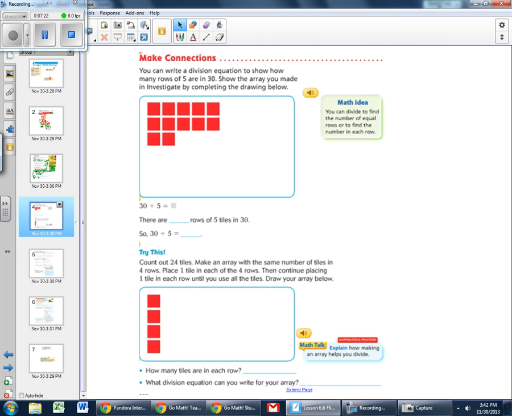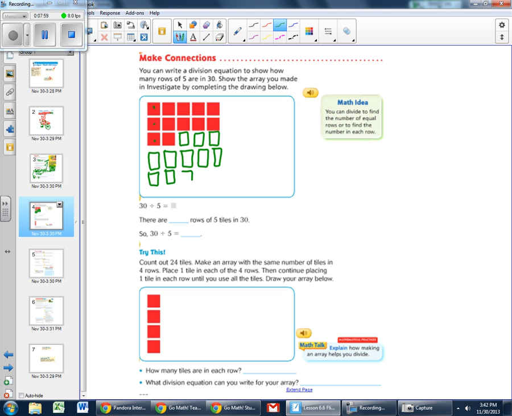Okay, looking at page 232, we're going to continue to make connections between multiplication and division. You can write a division equation to show how many rows of 5 are in 30. Show the array you made and investigate by completing the drawing below. So we're looking at what we did on the page before where I drew mine out because I made rows of 5. It wants you to continue doing that. Okay, so we have 5, 10, 15, 20. You're going to keep going until you get to 30.